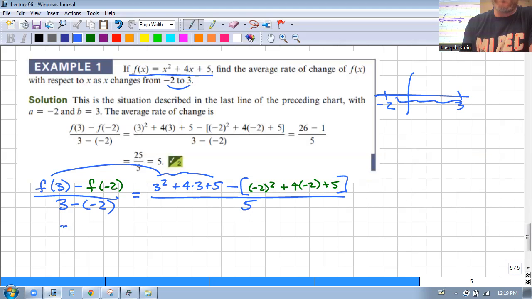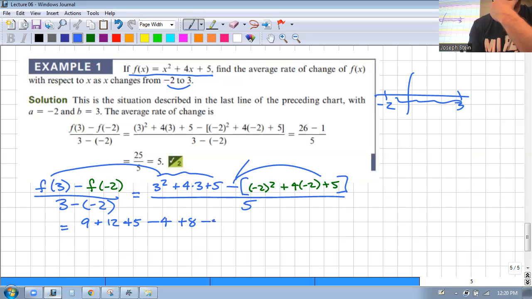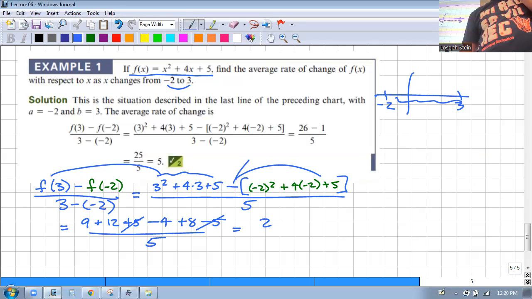So let's do this. 3 squared is 9. 3 times 4 is 12, plus 5. -2 squared is 4, and then another minus. We're subtracting. 4 times -2 is -8, and then our minus makes it a +8, and then a -5, all over 5. So +5 minus 5 go away. 9 and 12 is 21, minus 4 is 17, plus 8 is 25 over 5, and we get 5.